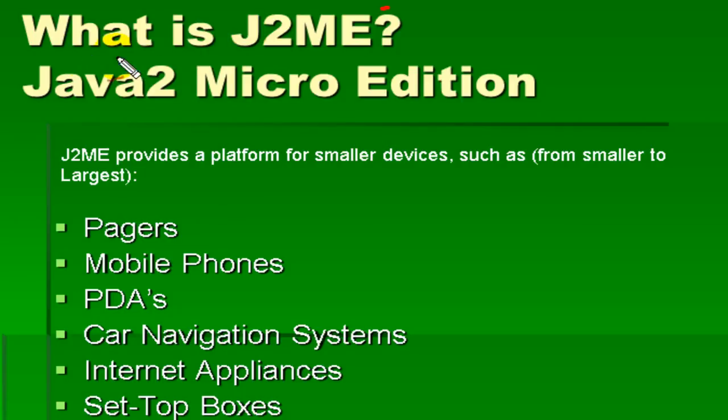So what is J2ME? It's Java 2 Micro Edition. It's actually Java's platform for developing applications for mobile devices, like PDAs, pagers, mobile phones, car navigation systems, internet appliances, or set-top boxes. So this is a whole range of devices which have limited features compared to your laptops and all. Then we need to use J2ME.